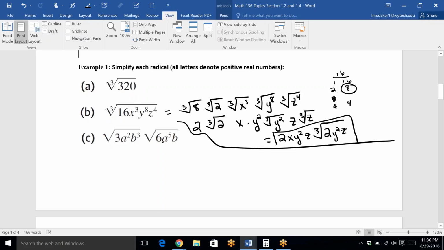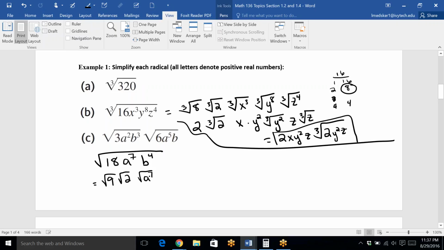For part C, you probably want to put these together first. So 3 times 6 is 18. A squared times a to the 5th is a to the 7th. B to the 3rd times b to the 1st is b to the 4th. We're doing a square root, so perfect squares that go into 18. The biggest one I can think of is 9. And 9 times 2 makes 18.